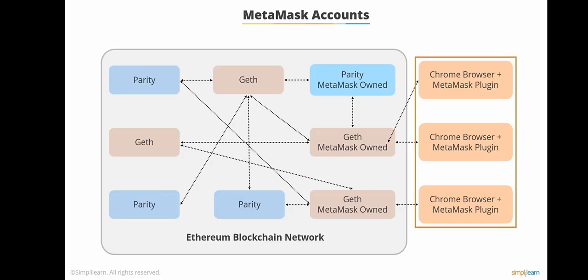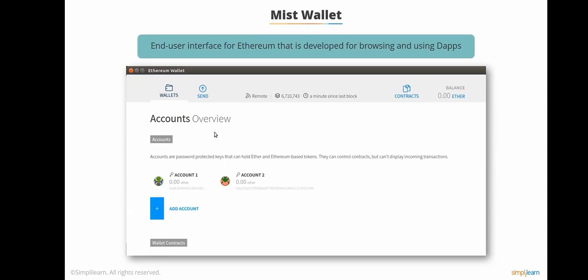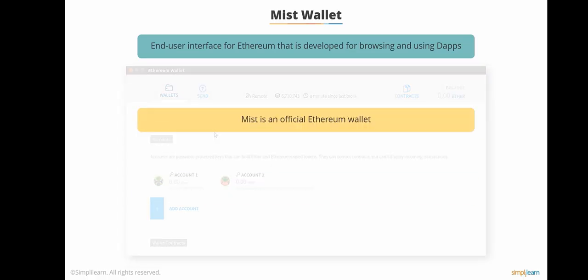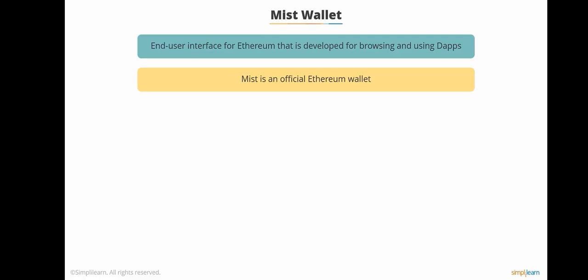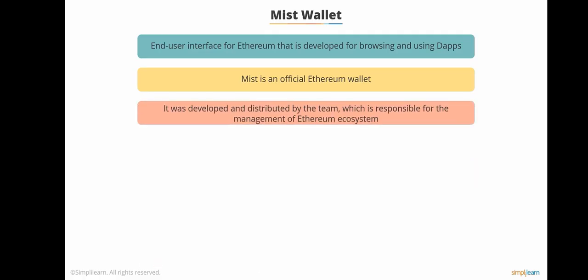Let's talk Mist, which is another important tool of the blockchain ecosystem. Mist Wallet. Mist Wallet is the end user interface for Ethereum that is developed for browsing and using dApps. Mist is an official Ethereum wallet. It was developed and distributed by the team which is responsible for the management of the Ethereum ecosystem.